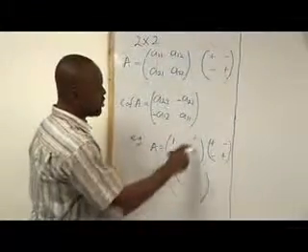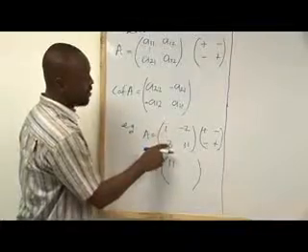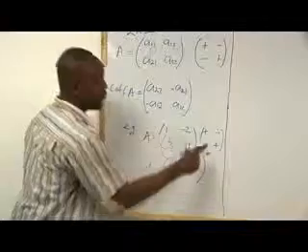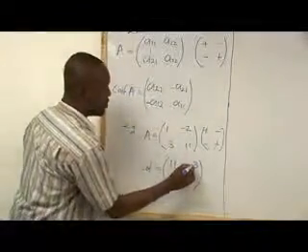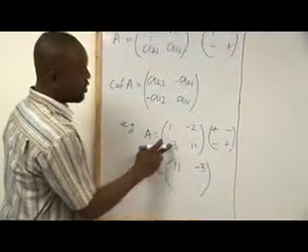For element minus 2, rule out the column, rule out the row. We have element 3 left. So for minus 2, the minor is 3. But look at the sign. Minus. For element 3, what's the minor of this?